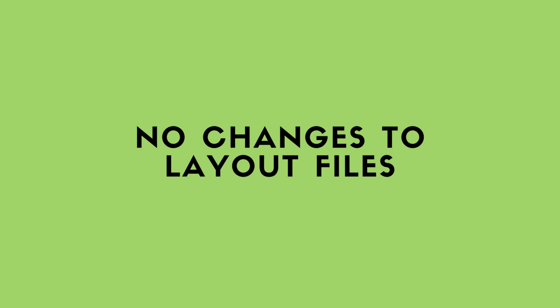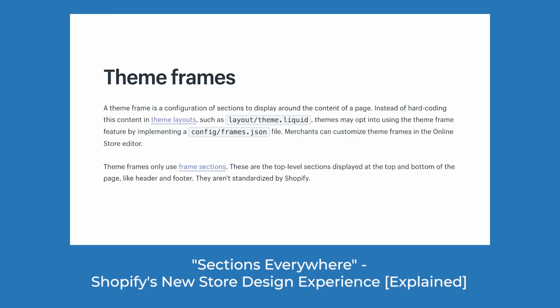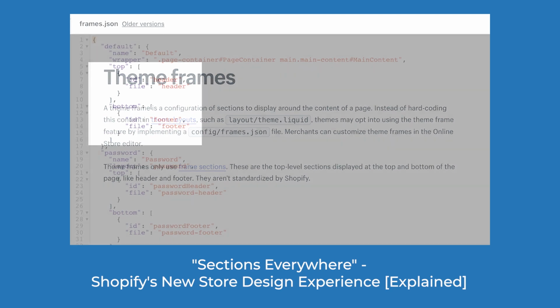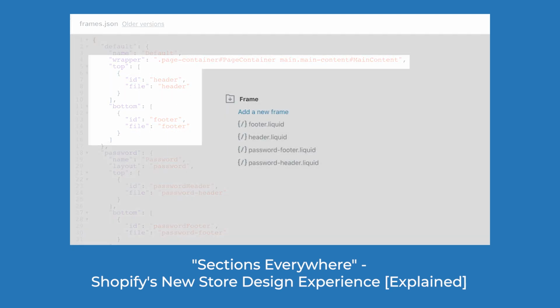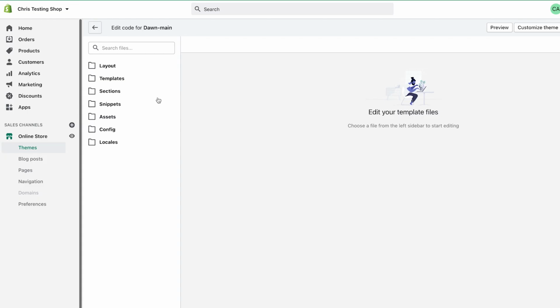Finally, despite product templates now transforming into JSON objects, there have been no changes to the layout files the way Shopify described back in 2019. In the Unite 2019 announcement, Shopify declared that layouts would be replaced by something called frames. But according to the latest announcements, theme code will remain in the same familiar list of folders. I'm talking about layouts, templates, sections, snippets, assets, config, and locales.